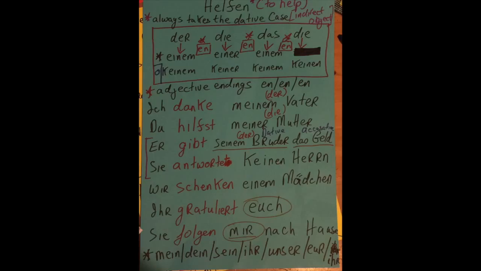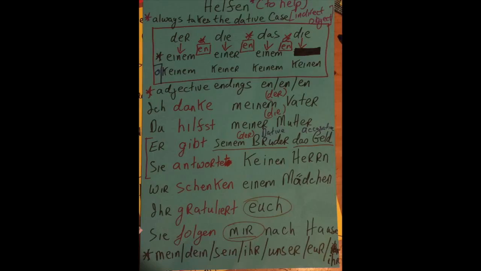So you're helping my mother. The mother is receiving the help from you. So "Mutter," because it's "die," goes to "eine." That's a mother. But because it's my mother, "meine." "Du hilfst meiner Mutter." In the third example, "gibt seinem Bruder das Geld."